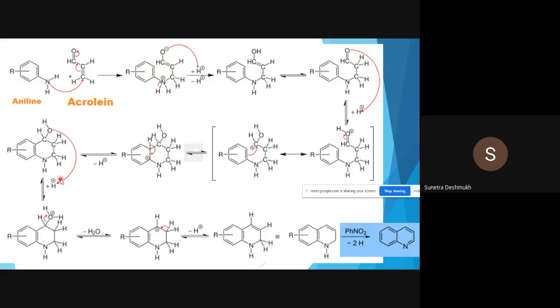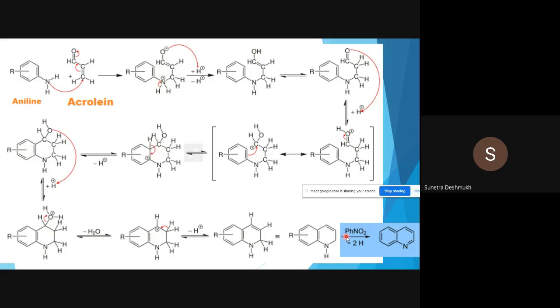Now we have only one challenge, to retain the aromaticity of the pyridinyl ring. So abstraction of proton, elimination of water molecule. Again the elimination of water molecule we have done over here. Then the elimination of one or two protons. After that we can reach over here, and what is the role of nitrobenzene? So here is the role of nitrobenzene getting started.